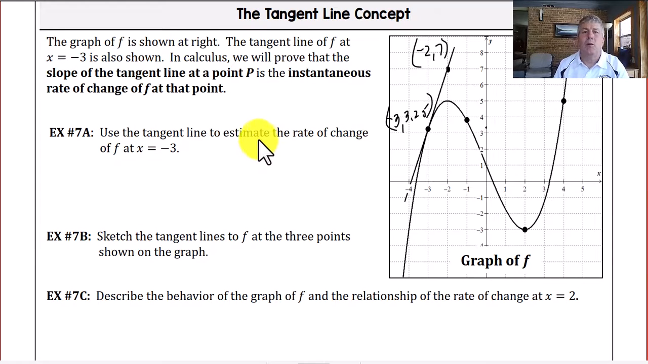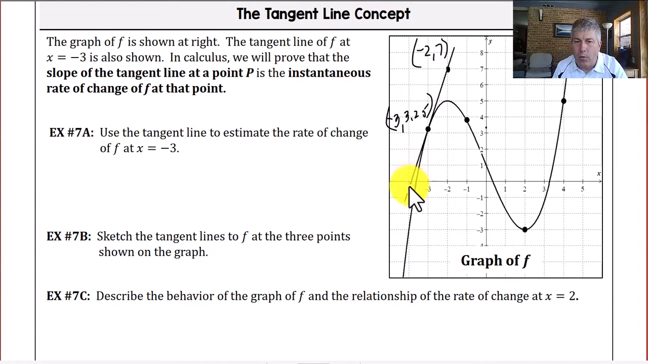Let's take a deeper dive into the tangent line concept. The graph of f is shown at the right. The tangent line of f at x equals -3 is shown. We will prove that the tangent line here is the instantaneous rate of change. We just talked about that a second ago. Use the tangent line to estimate the rate of change of f at x equals -3. We'll only have this one point. It looks like the y value at -3 is about 3 1/4.